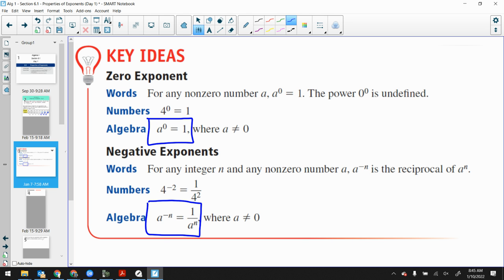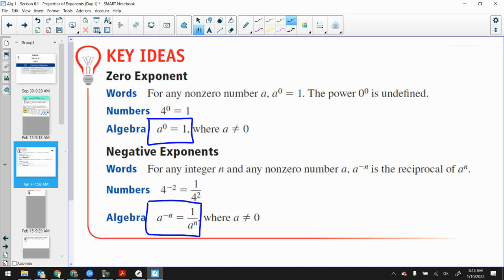Some people say it's 0. Some people say it's undefined. But there's still some argument there. So it's funny that this book actually says it's undefined. I would use the term undetermined because there's still some argument to it. But anything non-zero raised to the 0 power is 1.